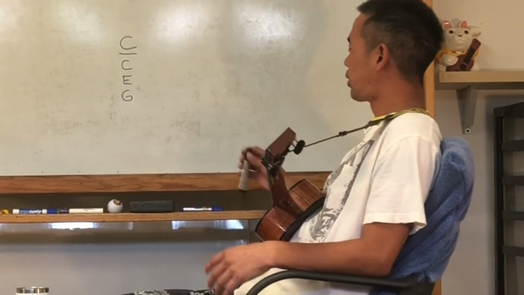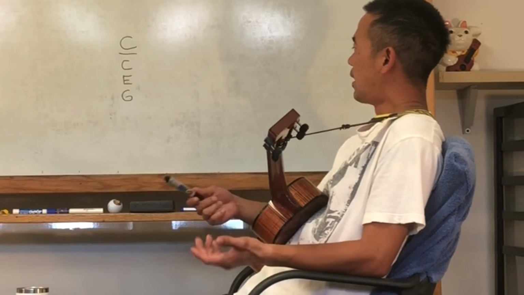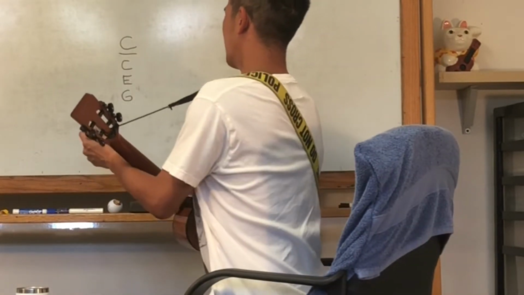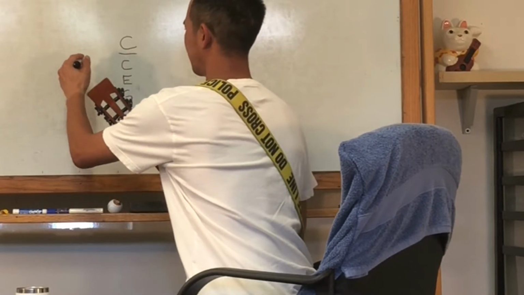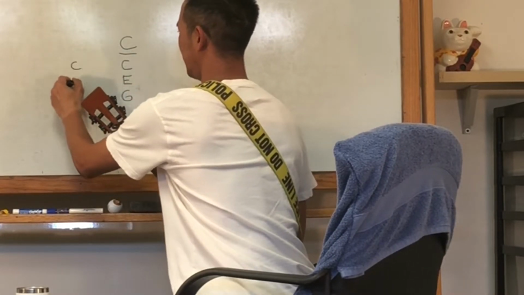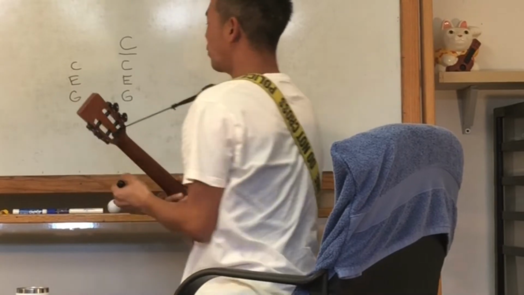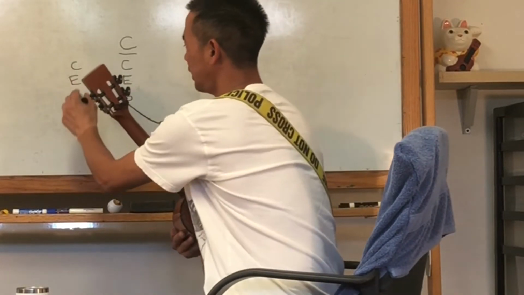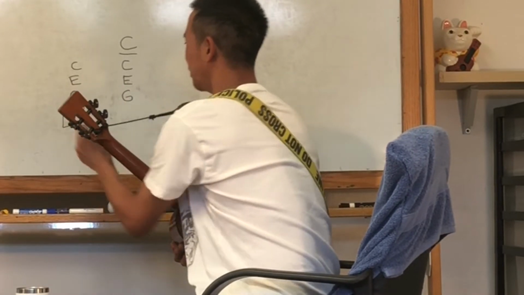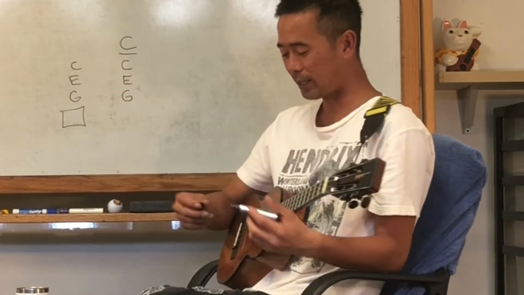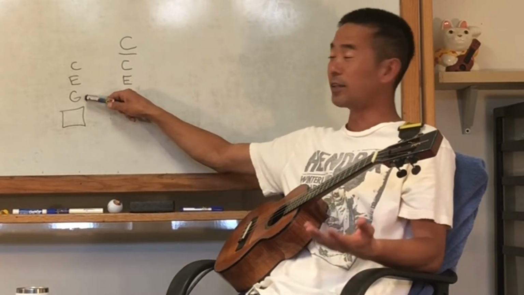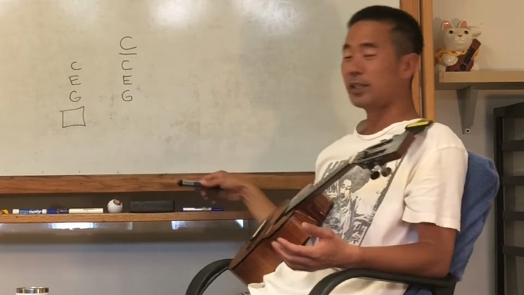Okay, so we got the C chord. Let's try to find a different C chord with the same notes, C, E, and G. We have 4 strings on the ukulele, so as long as we have the C, E, G, the 4th note can be either a C, an E, or a G. So we'll be holding C, E, G, and another C or another E or another G because we have 4 strings.